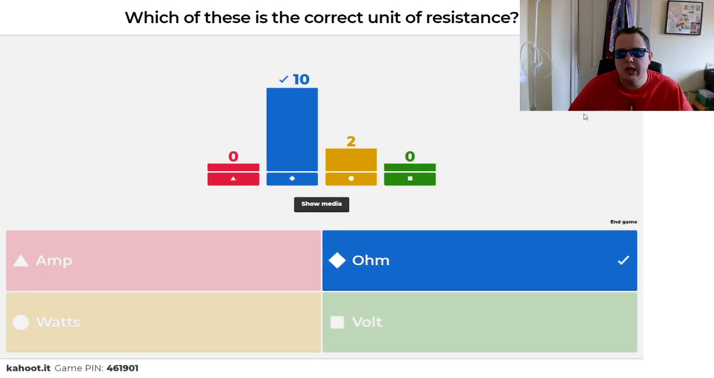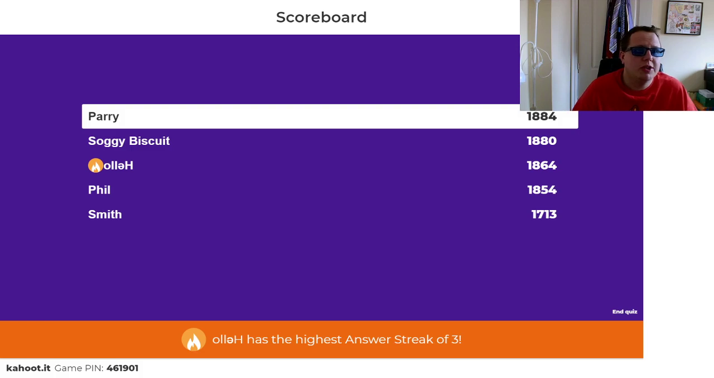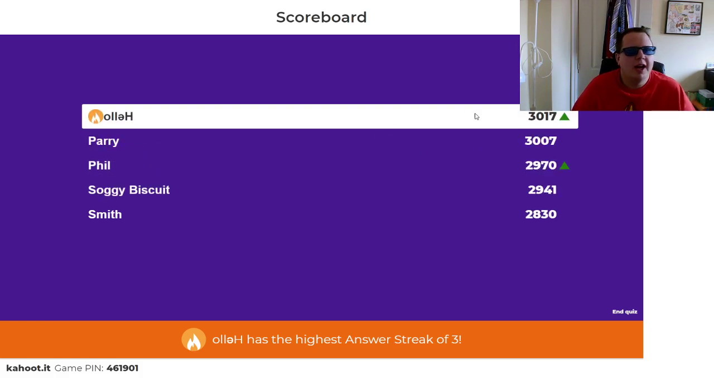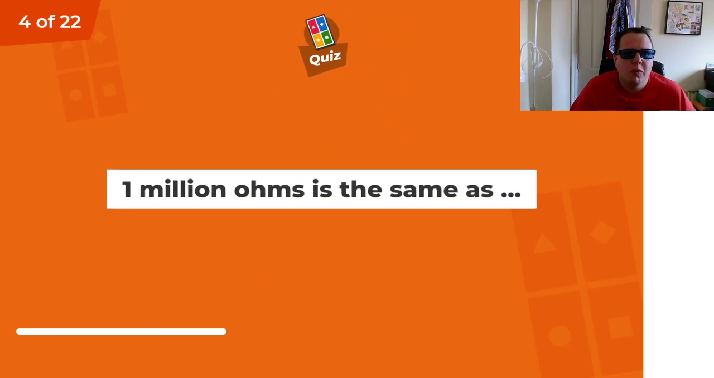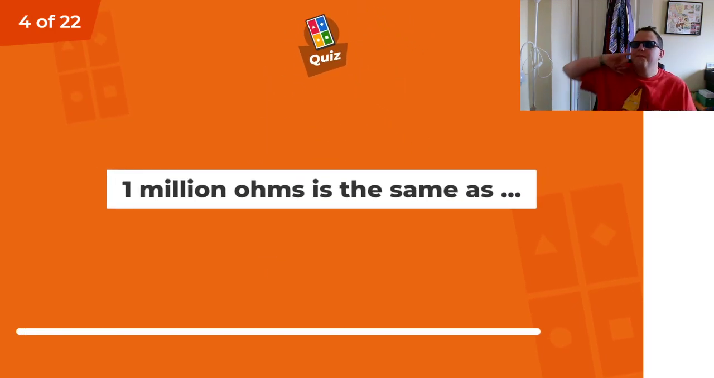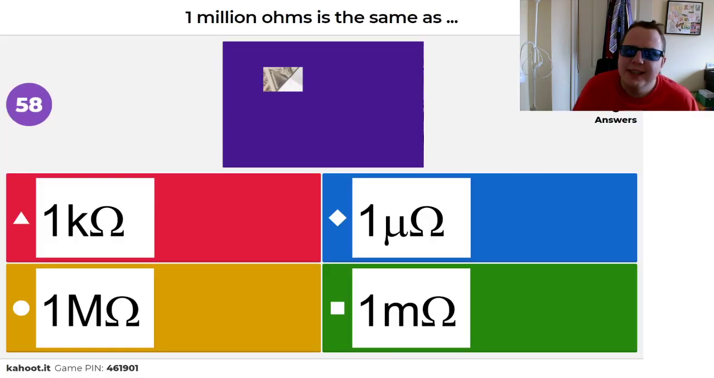Yep, well done. It's the ohm. 10 of you got it right, 2 of you got it wrong. Watts is the unit of power. What's that done to our scores? Hello is now top of the pile, Parry in second, Phil in third, Soggy Biscuit in fourth. Well done to Hello with their answer streak of 3. Okay, question 4: 1 million ohms is the same as which one of these?